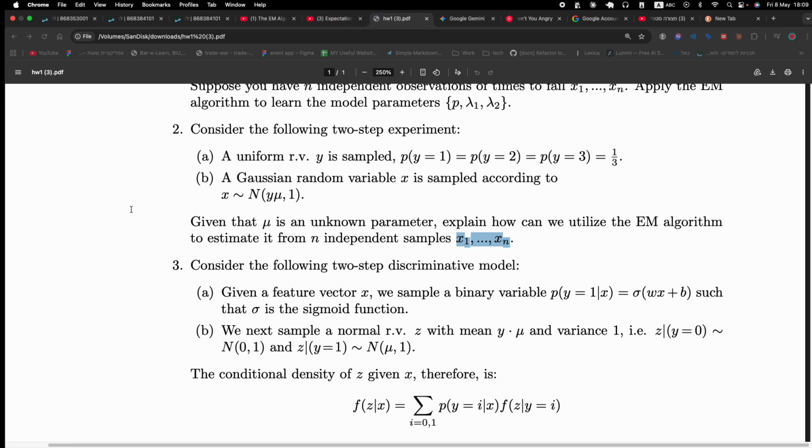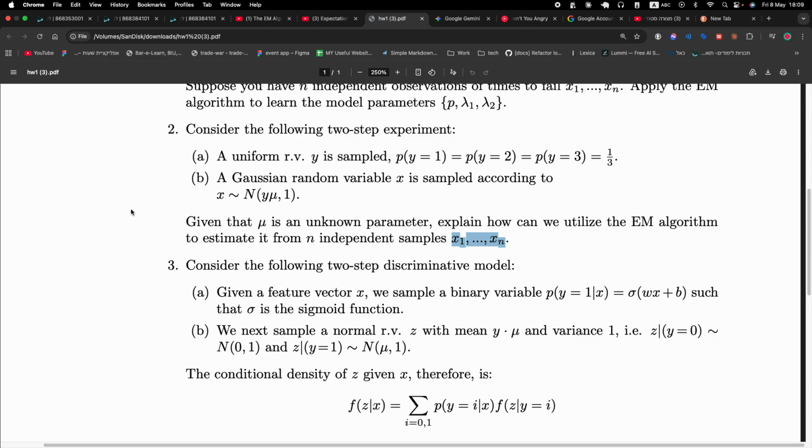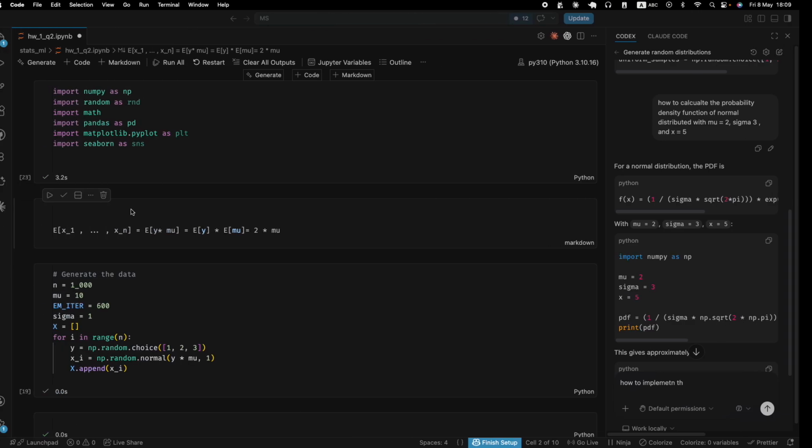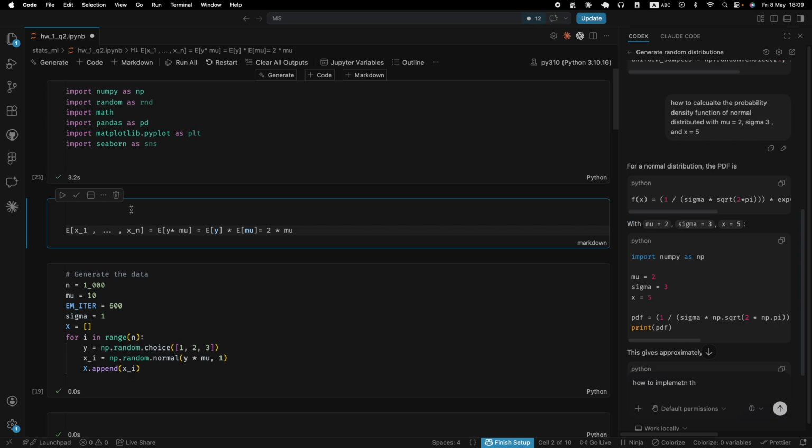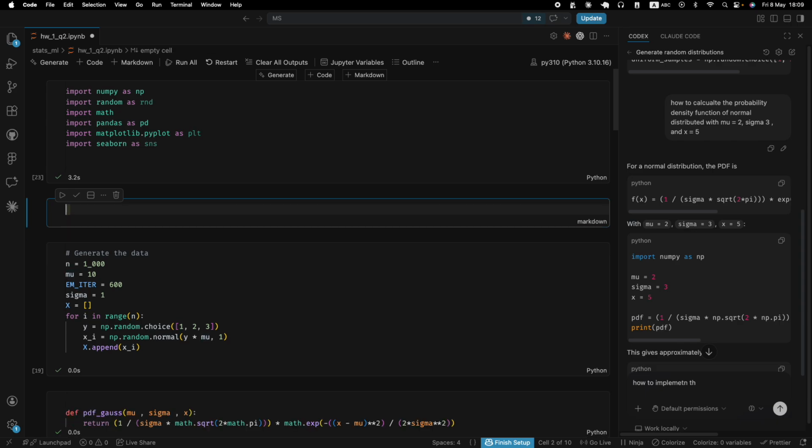So we could even answer the question this way: if you just take the expectation of all the x's, given that you have enough x's, it's on average going to converge to twice mu. So you can just divide it. Okay, so this is the first option. The second option is actually using the EM algorithm.